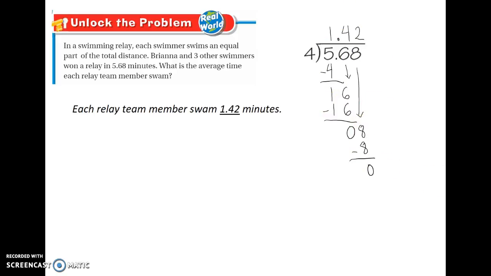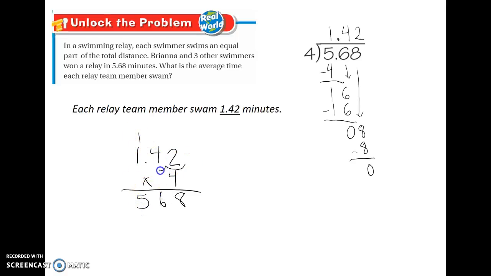The last step of this division new skill we have is to check our work using multiplication. The exact same way we did with long division before, we multiply the quotient by the divisor to see if we get the dividend. So I'm very quickly going to do 1.42 times 4. 4 times 2 is 8. 4 times 4 is 16. 4 times 1 is 4, plus 1 is 5.